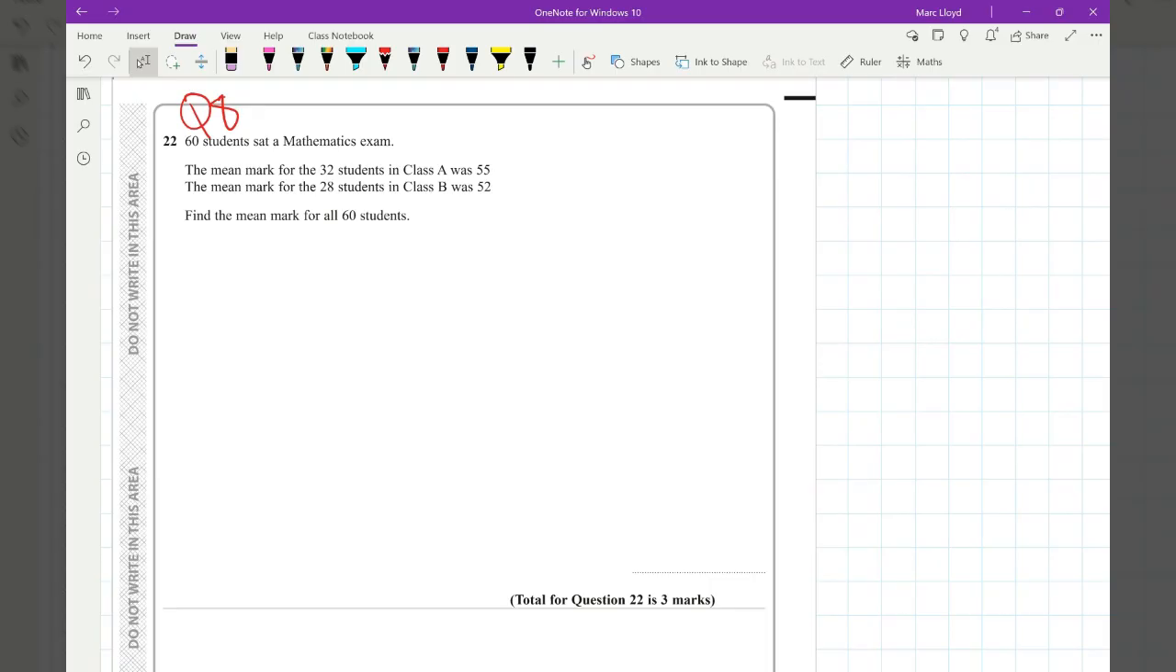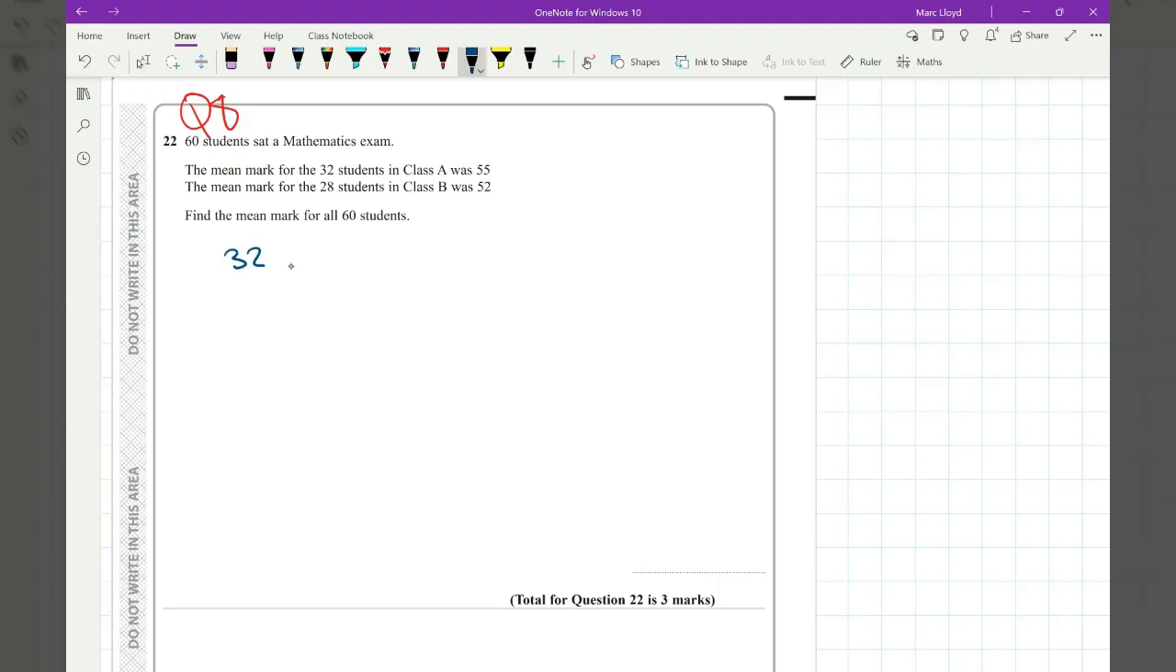Question 8, I see a lot of these as well. You can tell that I'm on paper 8 of this series. 60 students sat a maths exam. The mean mark for the 32 students in class A was 55. The mean mark for the 28 students in class B was 52. Find the mean mark for all of them.